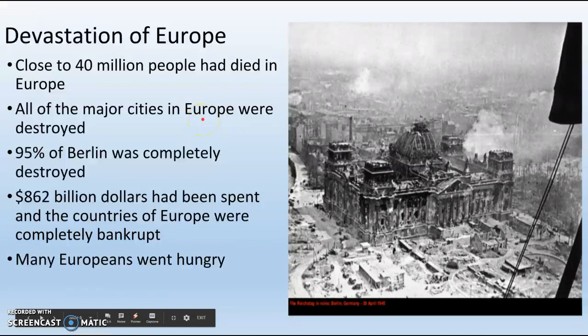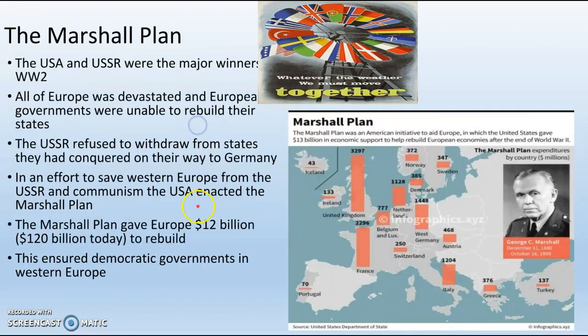$862 billion had been spent, and the countries of Europe were completely bankrupt. If you remember correctly, World War I was right at $300 billion, so this is almost 3 times the amount. And again, this is several trillions in today's money. Many Europeans went hungry. They didn't have the trains, the networks to move food from the rural areas, the farms, to the urban cities. People didn't have money to buy food even if it was there.